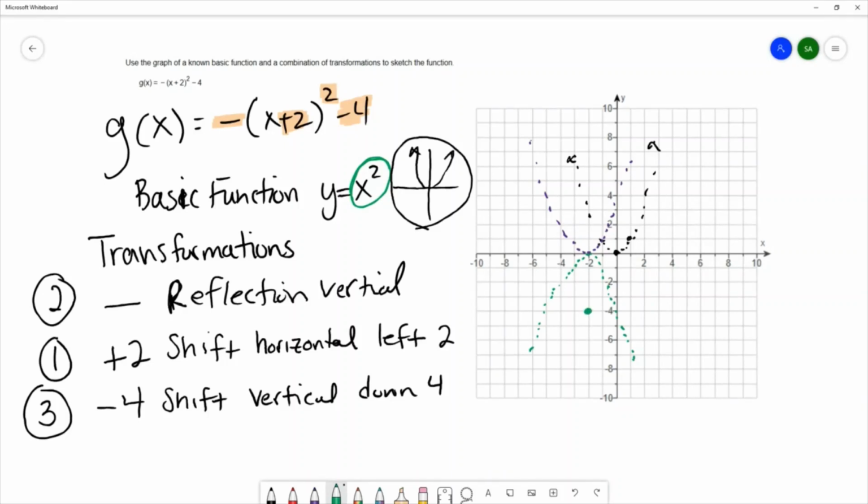And this is going to give me my final graph because it's the final transformation. So the graph in red represents all 3 transformations. That's f of x equals negative absolute value of x plus 2 squared minus 4, and will be our final graph.